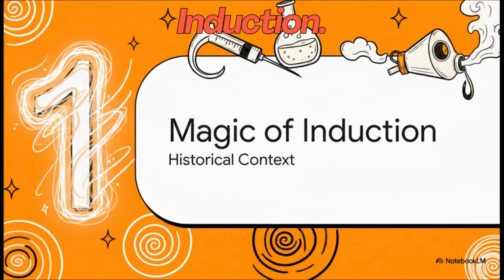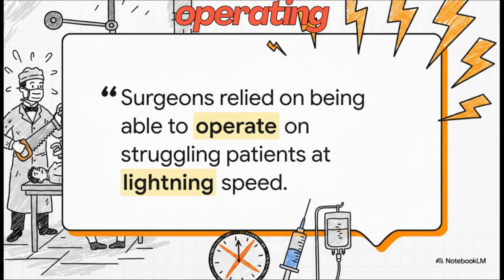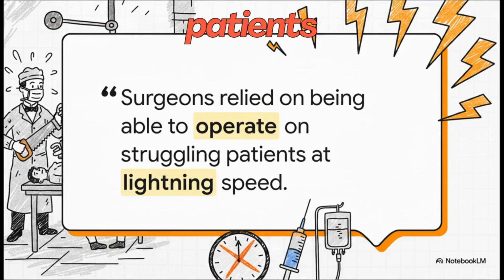Section 1. The magic of induction. Okay, let's dive into this. To truly appreciate intravenous anesthesia, you kind of have to picture the horrifying reality of surgery before 1846. As our source notes, before these agents existed, surgeons literally relied on operating on struggling, fully conscious patients at lightning speed. Basically brutal, rapid amputations against the clock. Starting your essay by highlighting this stark historical contrast immediately shows the examiner you understand the profound clinical revolution these drugs represent. We desperately needed a way to put patients under, completely and safely in the blink of an eye.